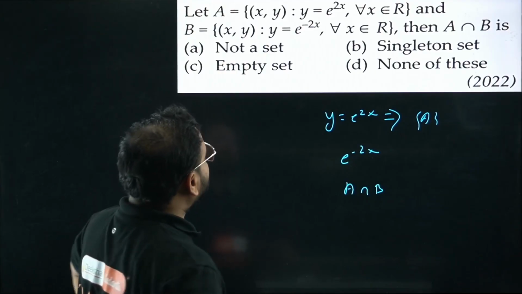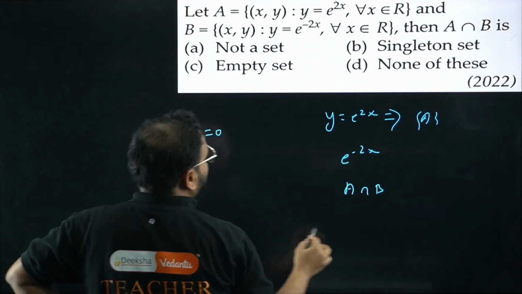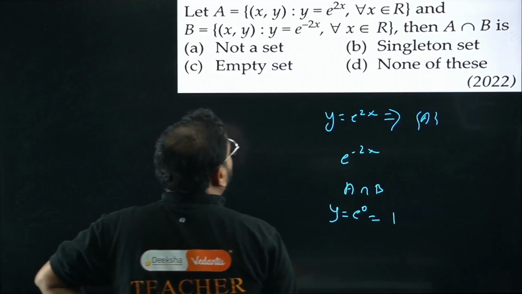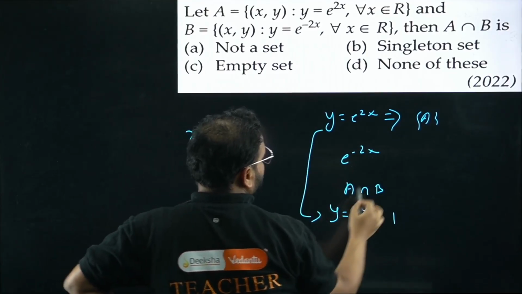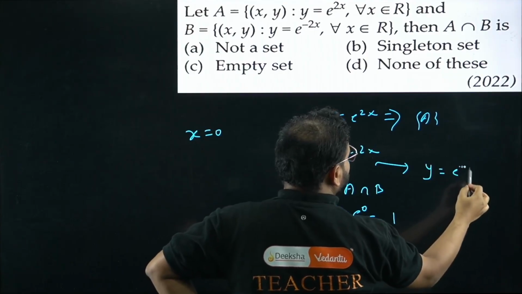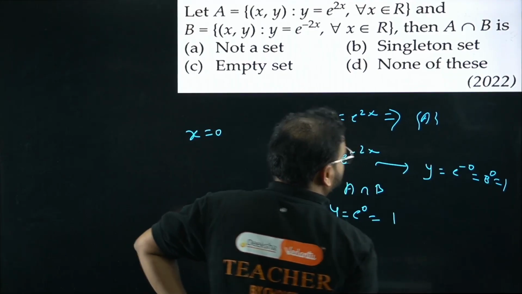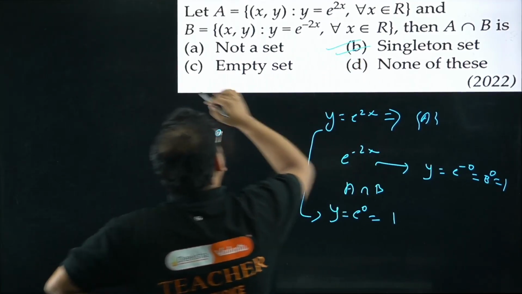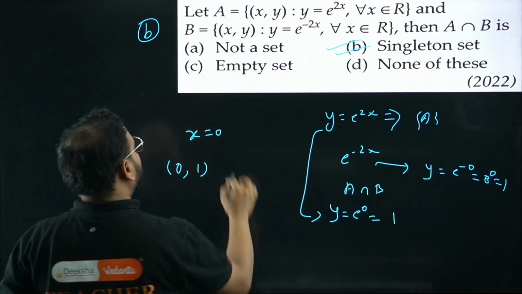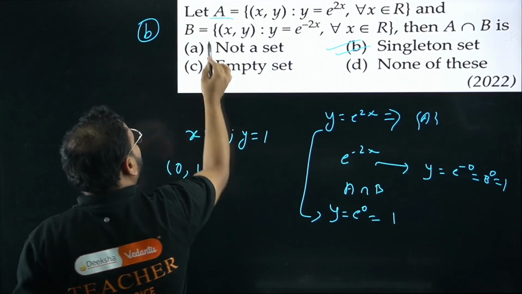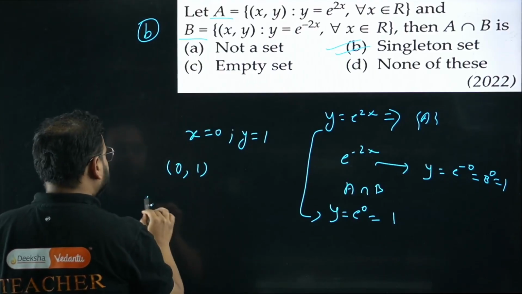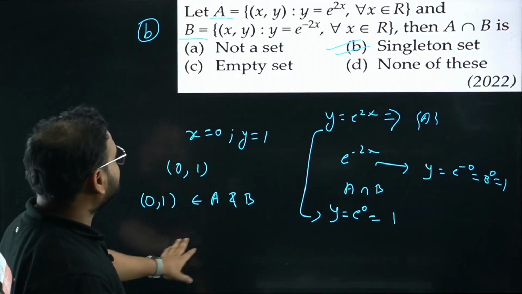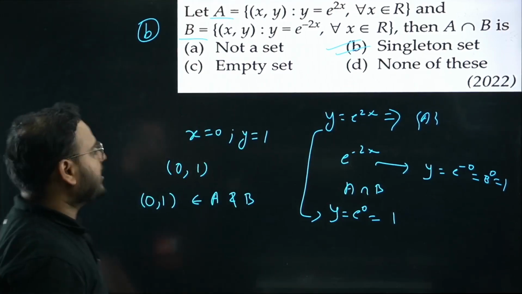If you take x equals to 0, you'll have y as e power 0, and you'll have 1 only. Even if you take this other form, y equals e power minus 0, doesn't matter, e power 0 only, the answer will be 1. So basically this ordered pair (0, 1) is the common one. So you have option B correct, singleton set. For x equal to 0, both the sets A and B will have this ordered pair (0, 1). So (0, 1) belongs to A and B both. For that reason it's going to be a singleton set. Please check.